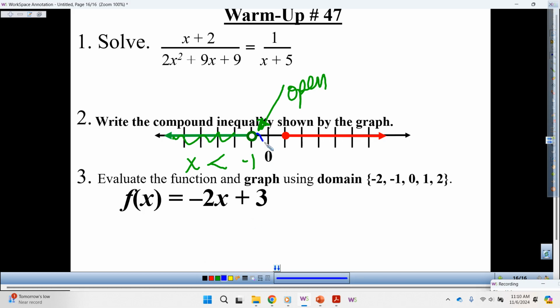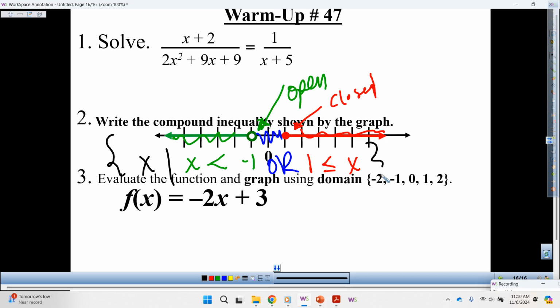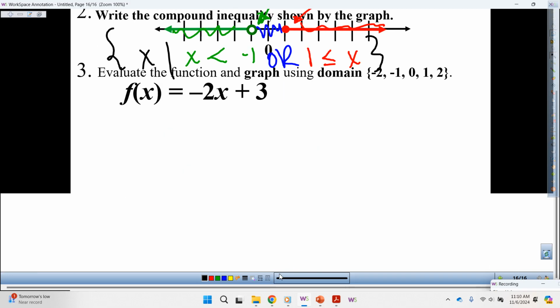Since there's no intersection here, I'm going to write the word or. From there in red, what is my dividing point to the right? It's 1. All of these are x. So what is 1 compared to all these numbers? 1 is less than, and this point is what? Closed, so that means we use an equal sign. And of course, that's our inequality, solution set of x such that, and close your inequality.